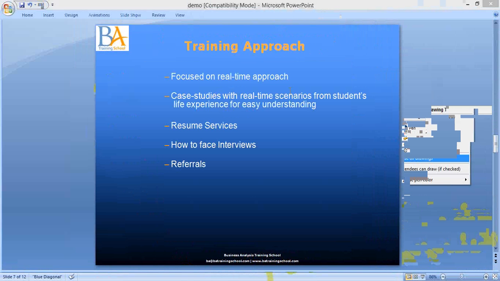This is the training approach, which will be purely focused on a real-time approach with case studies and resume services as well. The reviews are about understanding where you're good at, what your strengths and weaknesses are. Based on that, we'll create your resume in such a way that it has all the catchy words and the flash words that you are comfortable with. At the same time, we'll discuss how to face interviews, what kind of questions you can expect, and how to answer them.